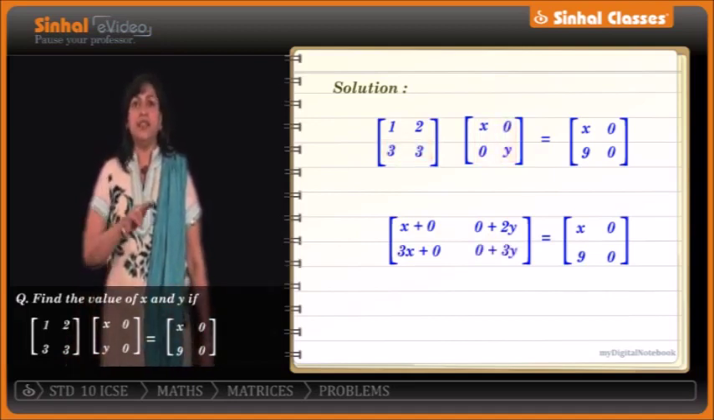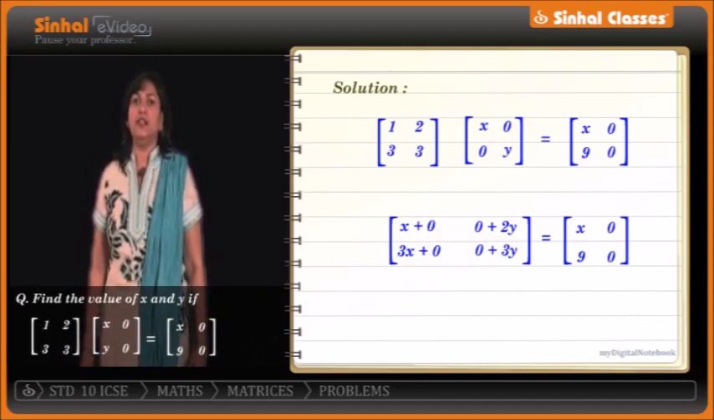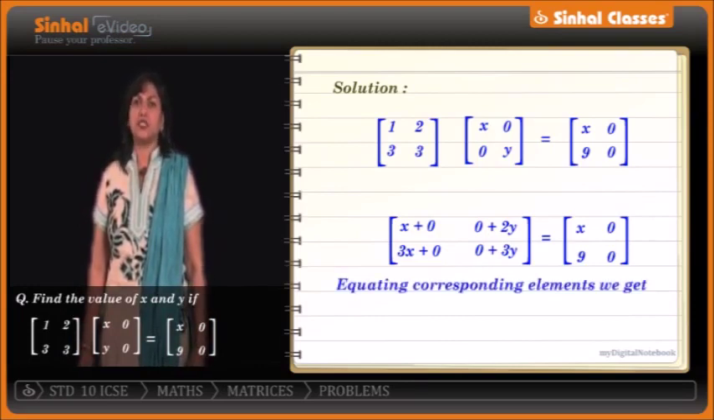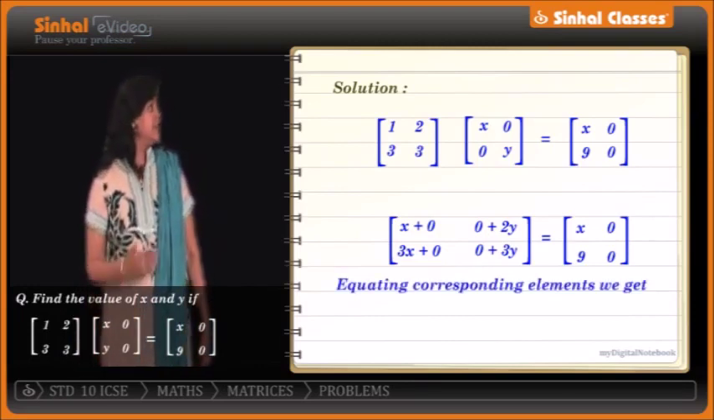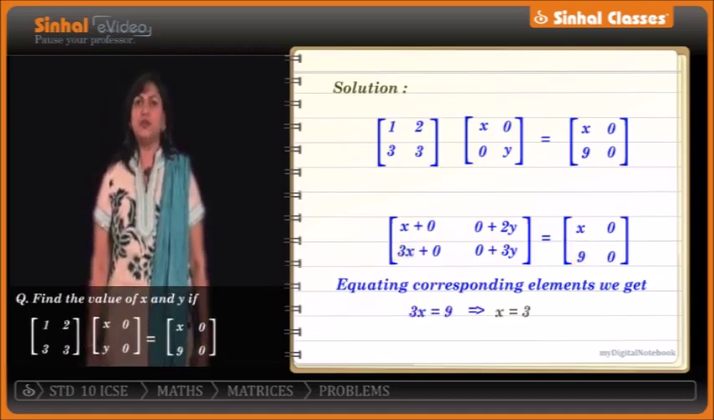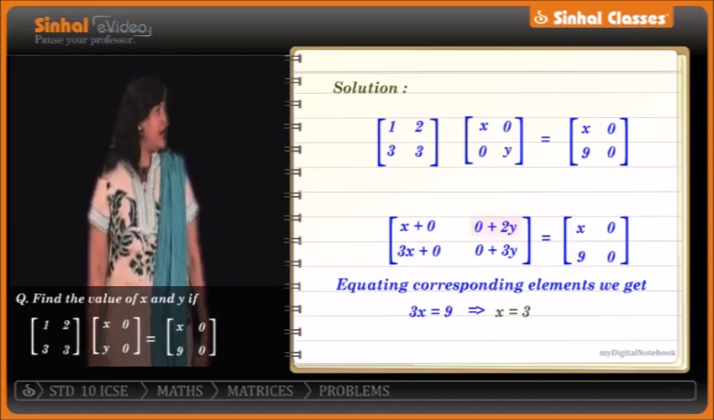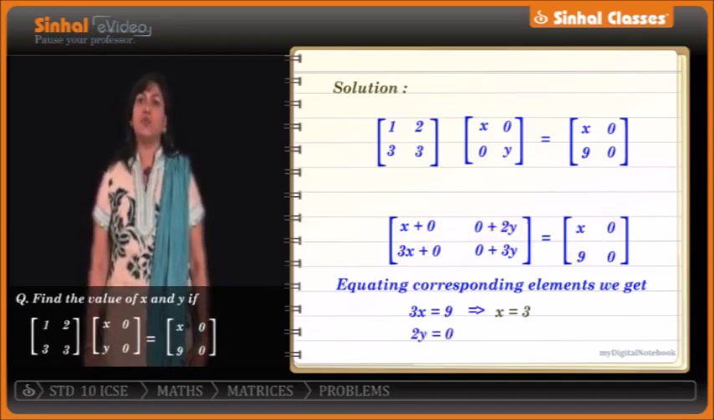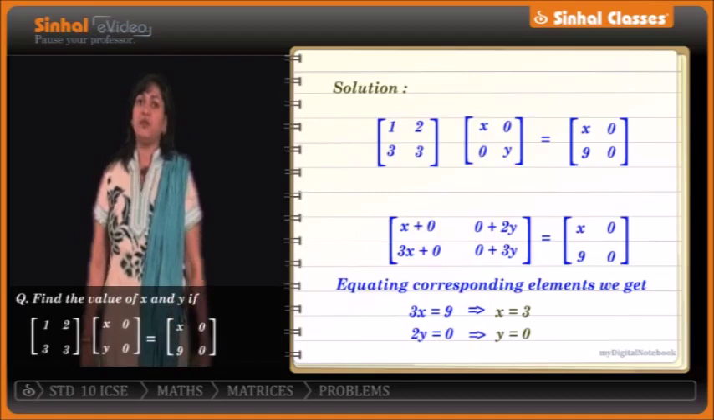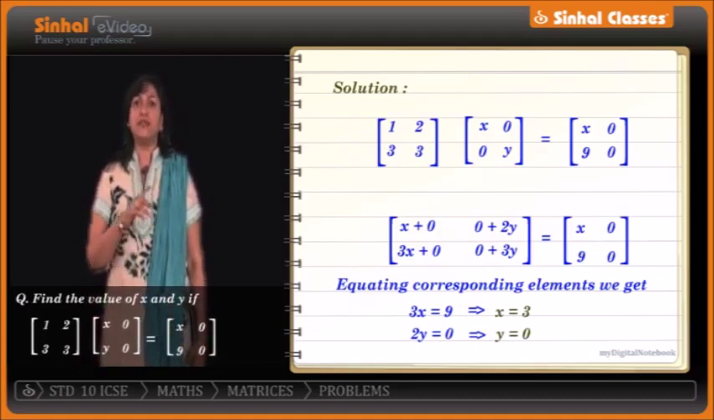Now we are given these two matrices are equal. It means their corresponding elements have to be equal. So we equate their corresponding elements and get 3x is equal to 9, that is x is equal to 3, and 2y is equal to 0, that is y is equal to 0. So we have found out the values of x and y, and this has been possible because the two given matrices are equal.